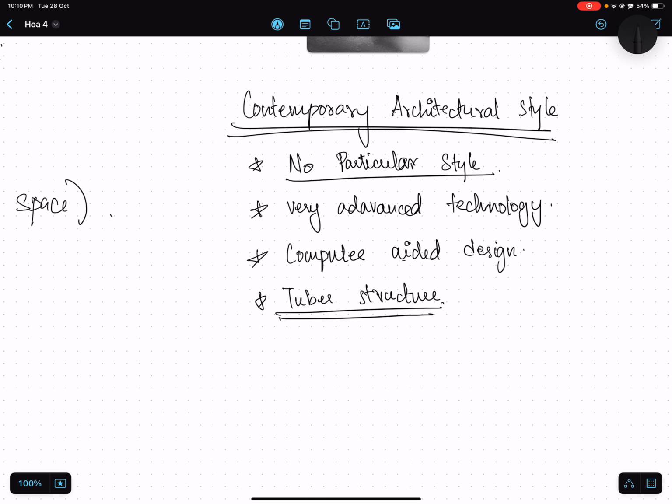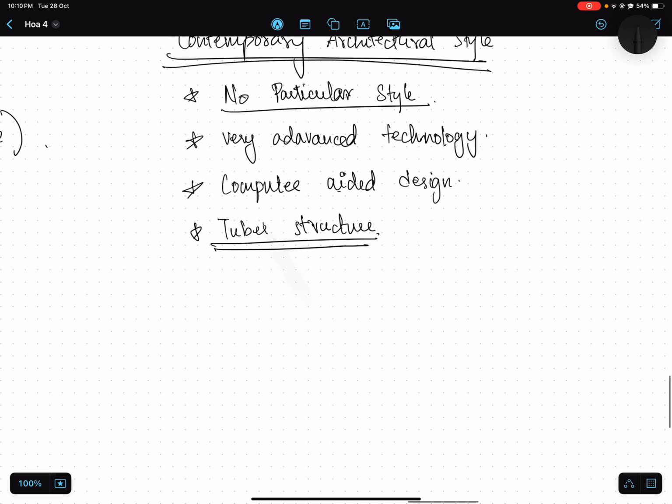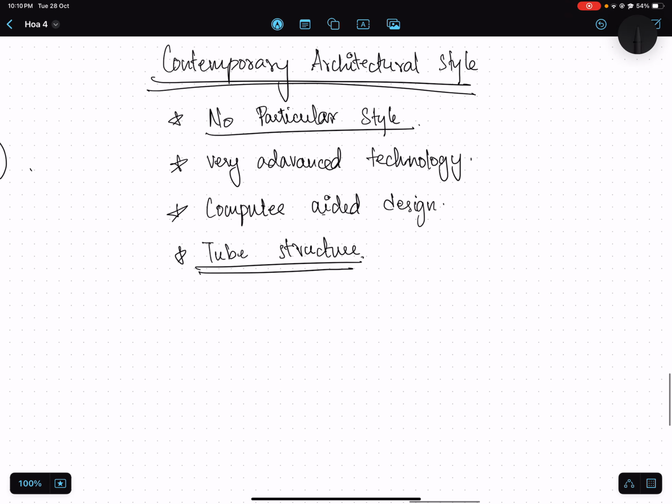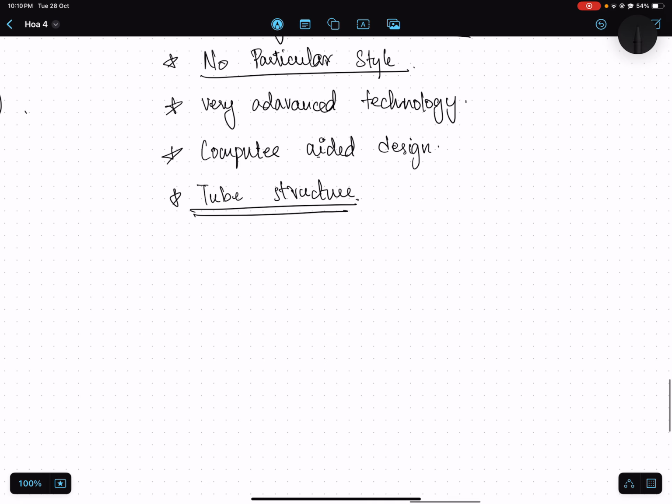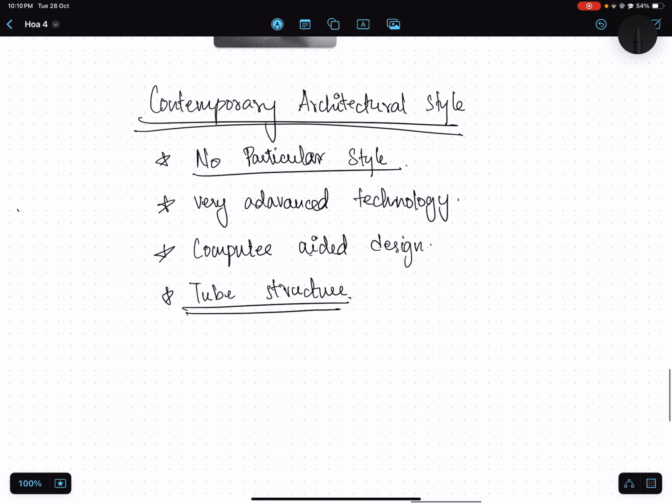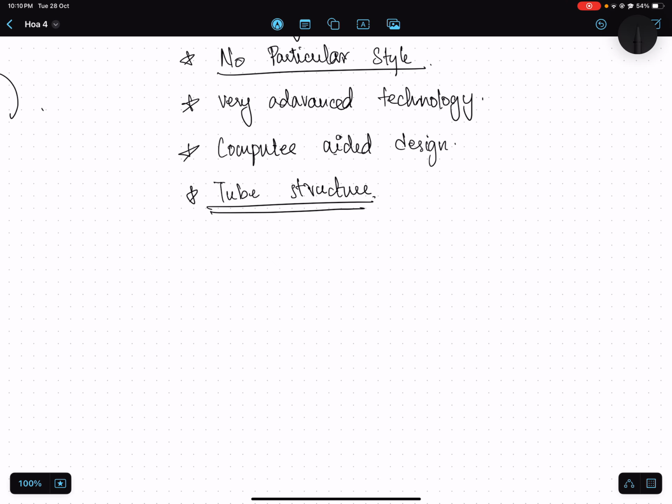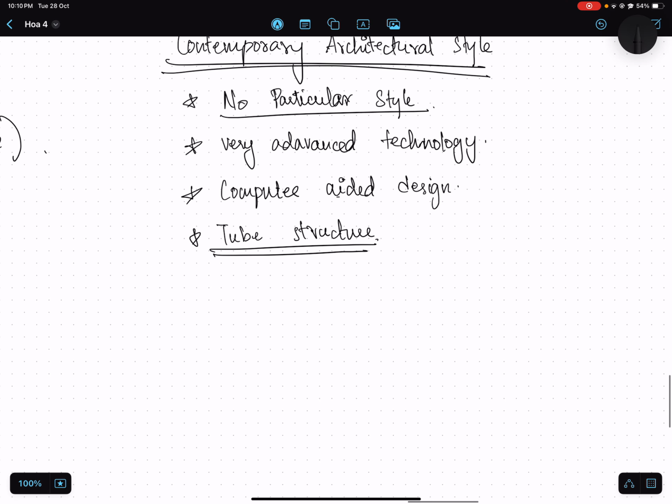So tube structures, all these could be said a part of contemporary architectural style. And contemporary architecture is global, so it is found in all parts of the world. For example, Burj Khalifa of Dubai is a contemporary architectural style, and Shanghai Tower in China, and it goes back and forth. So I'm just gonna mention famous architects that followed contemporary architectural style.